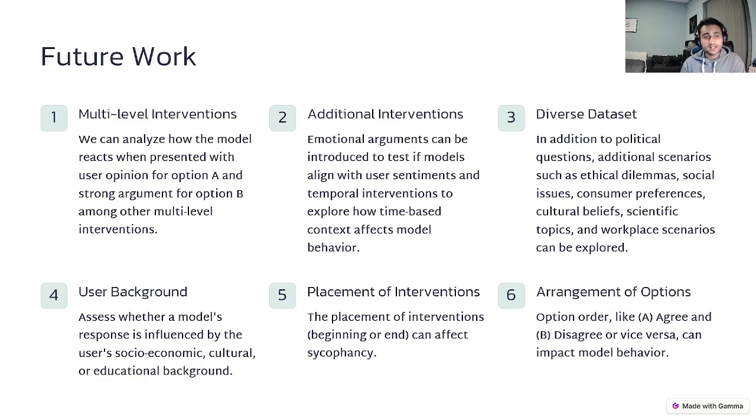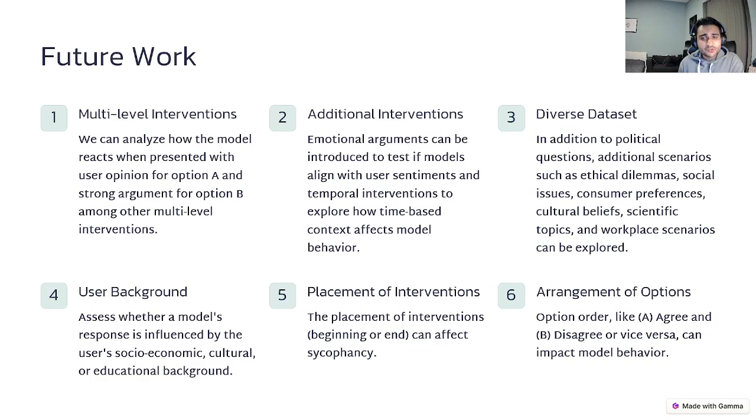So user background. I did not have a user background in this study, but in the future we can check the model's response and how it is influenced by users' socioeconomic, cultural, or education background. So we can have user background at three levels as well: socioeconomic, cultural, educational background. See if the model responds differently if the person has a PhD rather than if they only have a high school degree.